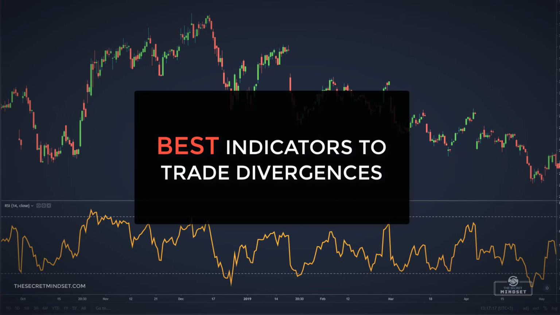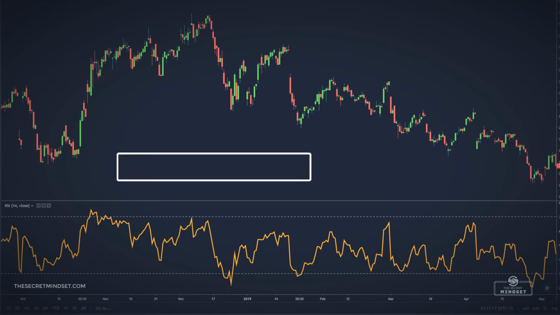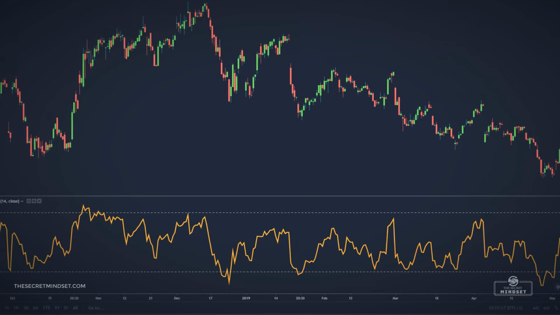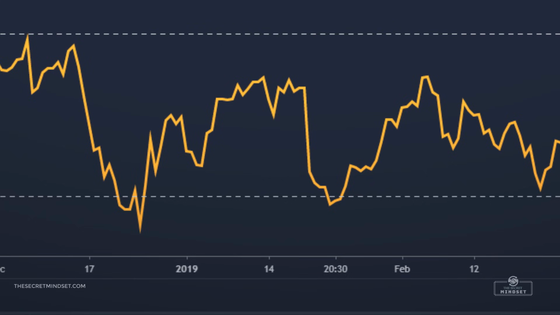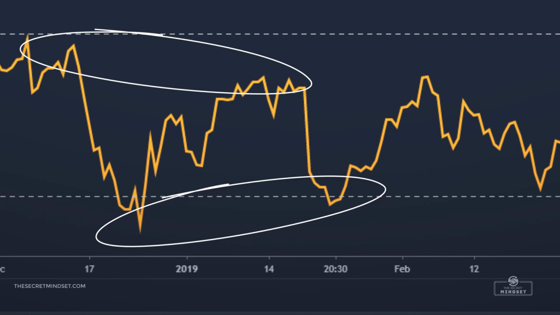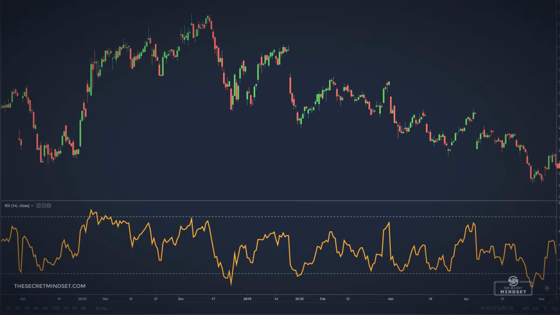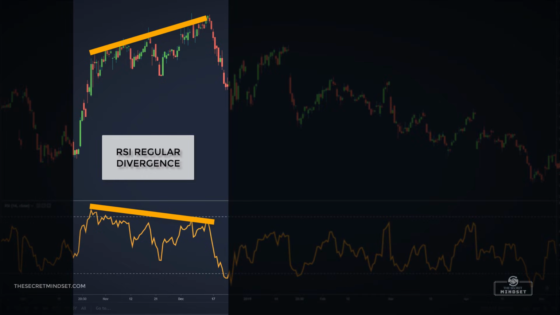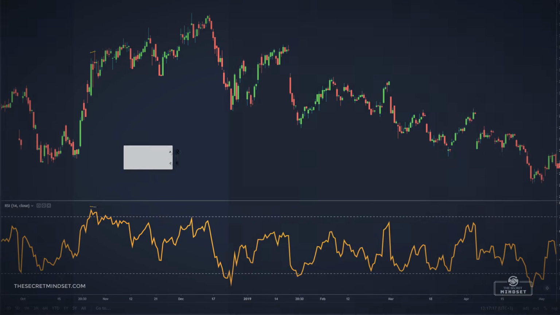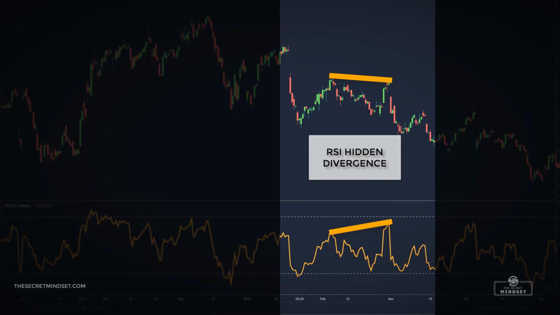Now let's see the best indicators you could use to identify divergences. The relative strength index is a powerful indicator and one of the most reliable oscillators when used correctly. A great use of the relative strength index is to search for divergences between the RSI and the price of the stock. Let's use the Tesla stock as an example, with the RSI added on the chart, and let's see what we find. Here is a regular divergence, and here is a hidden divergence.